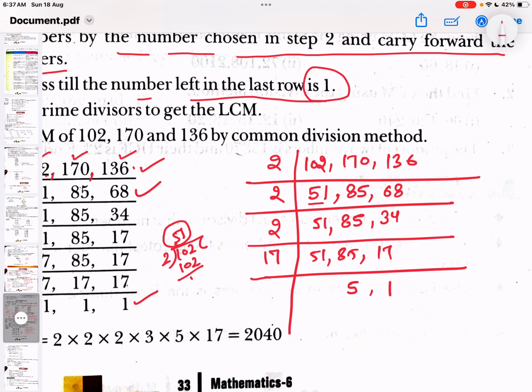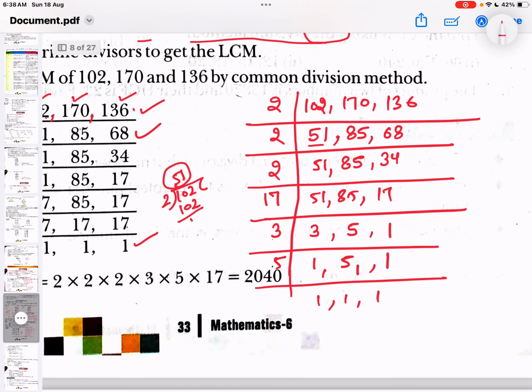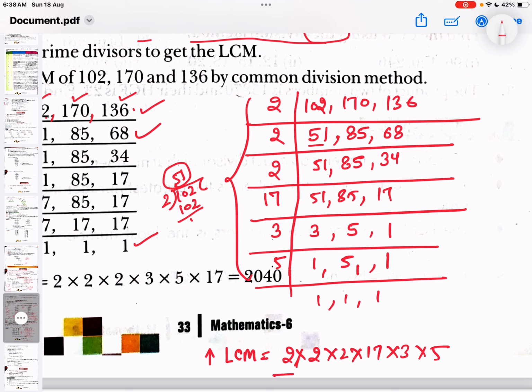17 5 ja 85 and 17 3 ja 51. Now we have to divide by 3. 5 आ गया यहाँ पे, फिर 1, यहाँ पे 5 और 1. ठीक है. Now to obtain the LCM, you have to just write down these values. So 2 into 2 into 2 into 17 into 3 into 5. This value would be the LCM.